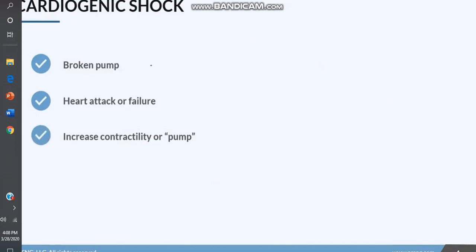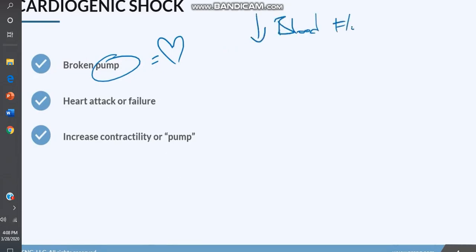Now, if we remember, the heart is a pump, right? And in cardiogenic shock, the pump is broken and it can't get the fluid out to where it needs to go. So if the pump is broken, you have decreased blood flow, which means you have decreased oxygen and decreased nutrients via the blood system, right? If the pump's broken, it's not going to deliver that stuff. And what happens is the tissue is damaged, the blood vessels begin not to respond, and blood pressure drops. So that's where you'll get that hypotension.